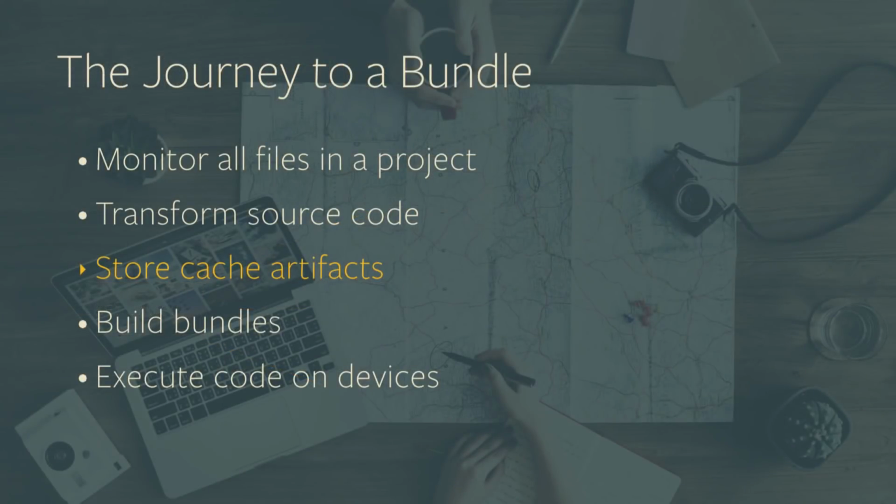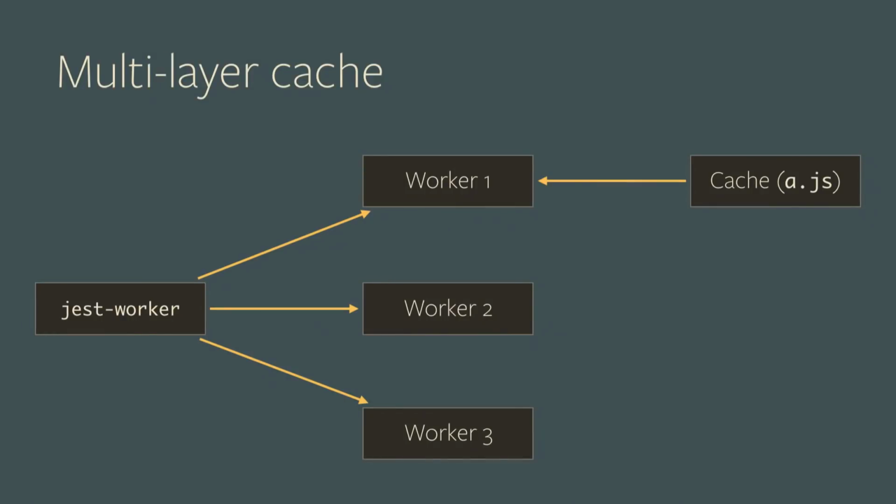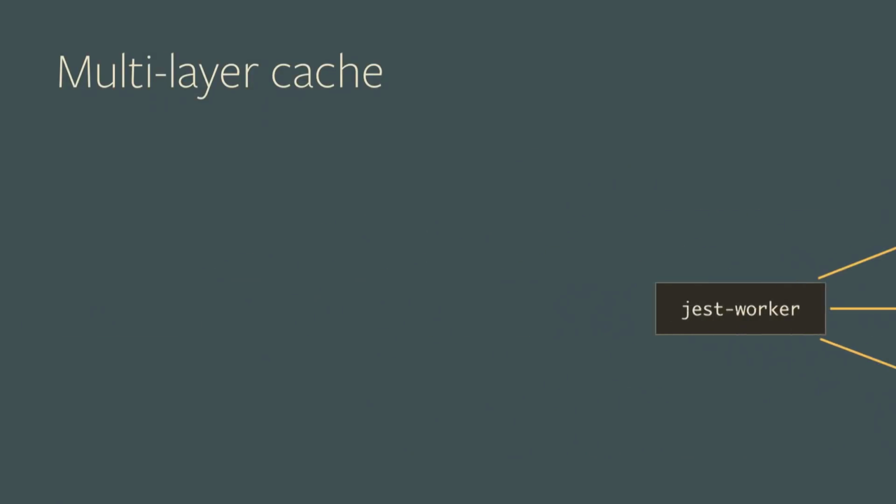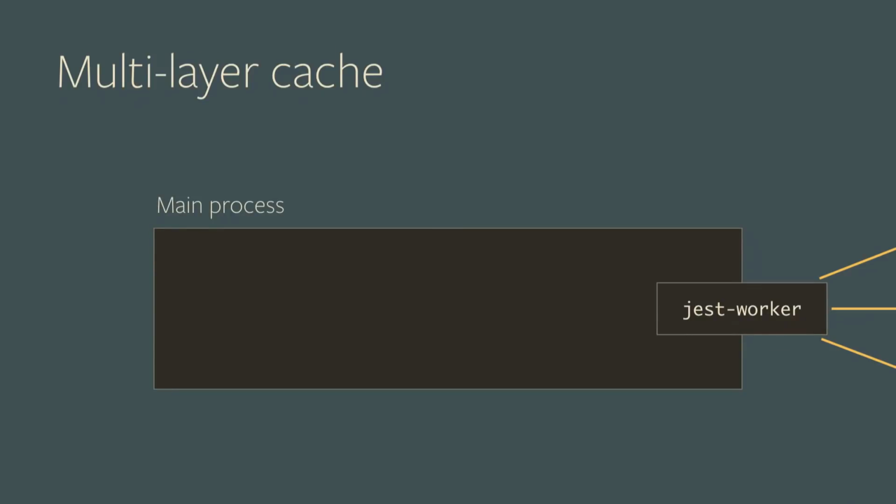Cool, so we've transformed our files, and with the parallelization, it becomes pretty fast. But we still want to be faster than this. And in order to achieve this, Metro ships with an internal cache. This cache is a multi-layer cache, and it is located inside the main process.